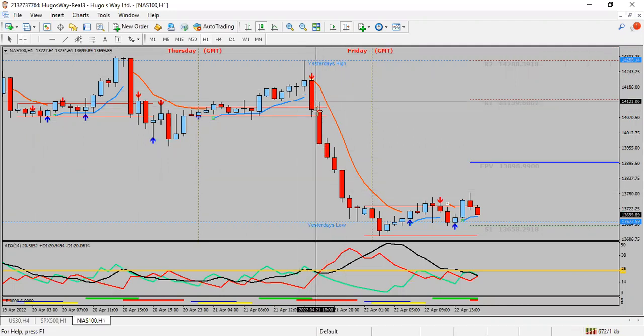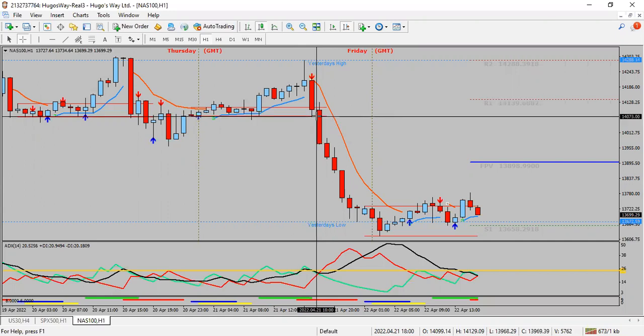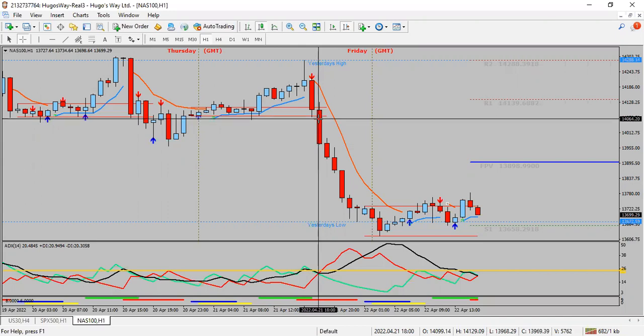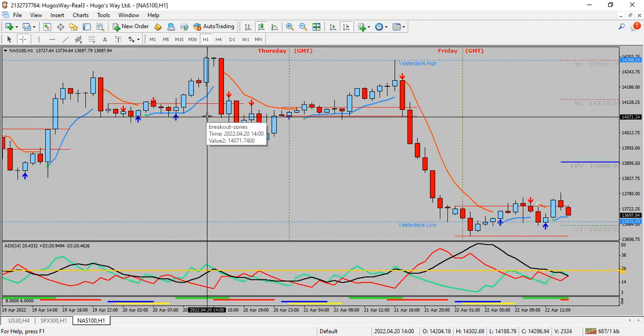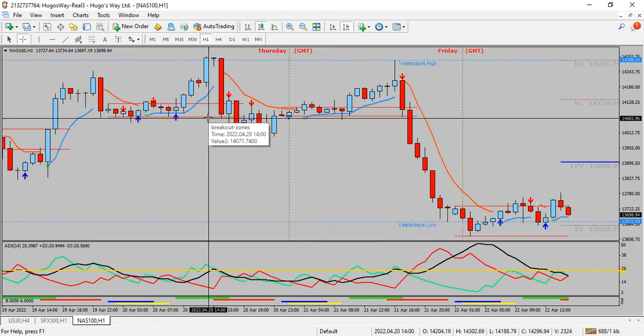So this is where I took an entry. To be honest, what day was that? Wednesday, when I called out the NAS sell, right? Wednesday when I called out the NAS sell, our entry was at 140.65, wasn't it? Yeah, 140.65. So this is the setup I called out on Wednesday.